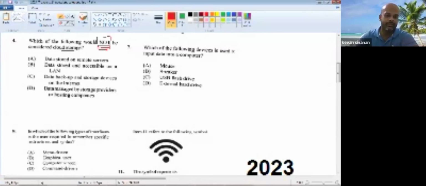So therefore, not option A. B, data stored and accessible on LAN. So LAN means local area network.